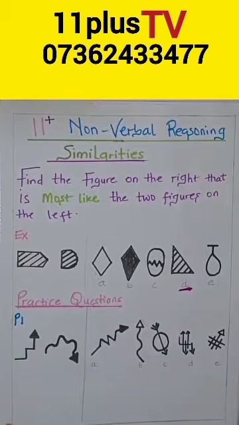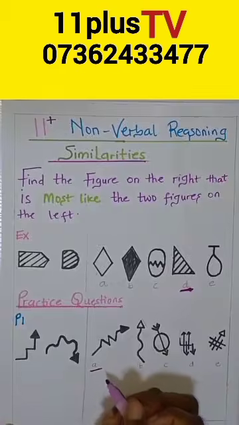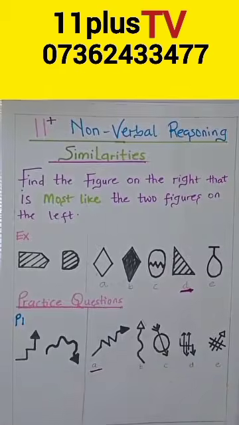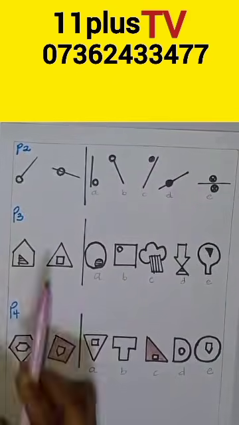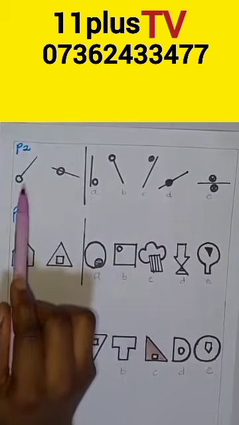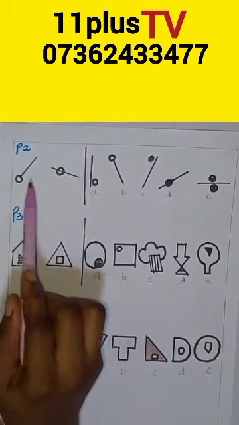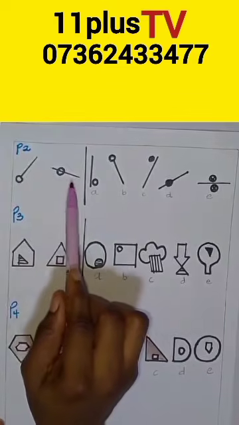Now looking at the shapes, you can see that option A has a black arrowhead, which makes it the answer. The answer to practice question 1 is A. Let's take practice question 2. For practice question 2, study the two figures on the left. You can see the common features are they have a straight line and a white circle.